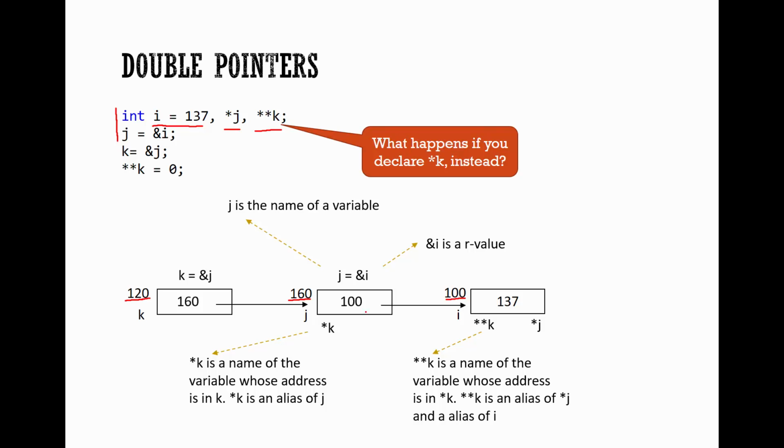And if we did another star, that second star is doing a second lookup. So we looked up whatever is in 160, we got 100. Then that second star says, okay, I'm looking at 100, look up what's there. It ends up being 137. So **k ends up evaluating to the value stored at i, which is 137. So we have these different hops, where every star follows the address stored in the variable by one hop each time. So the first star gets us from 160, the second star gets us from 100. Generally speaking, that number of stars is going to match the number of ampersands, because you're going back and forth.